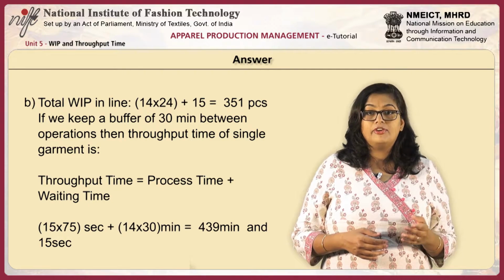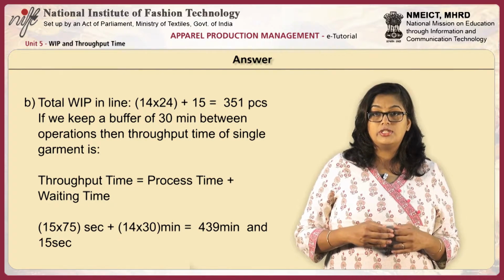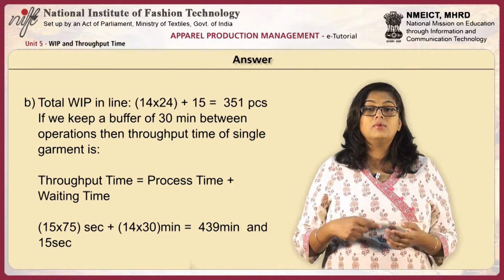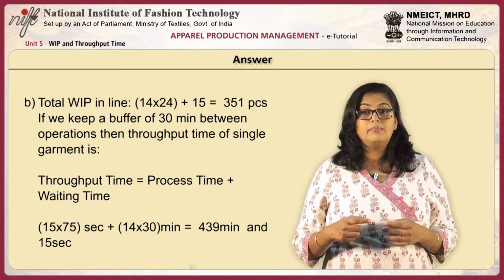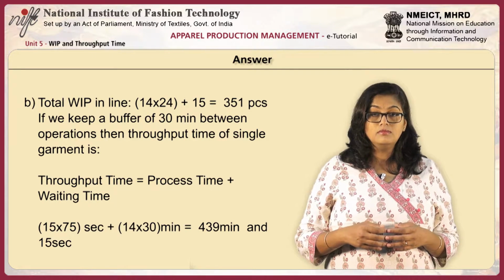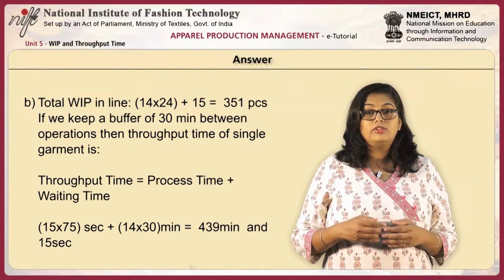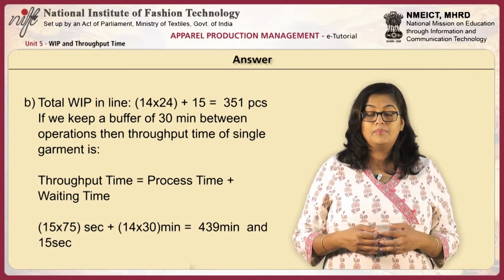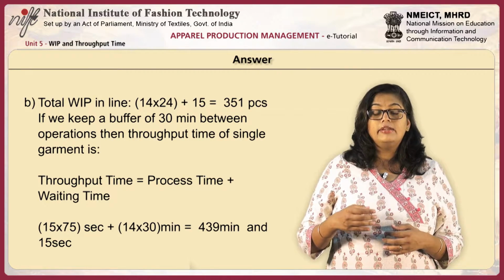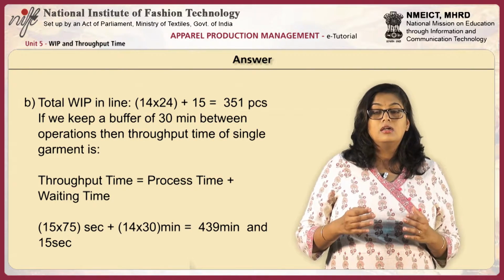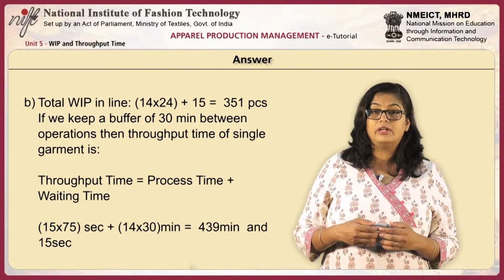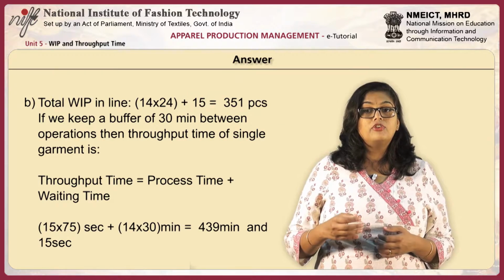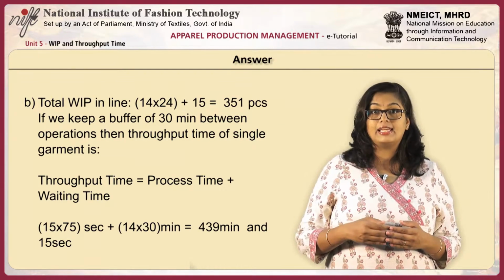If we keep a buffer of 30 minutes in between operations, then throughput time of a single garment is calculated by the following method. 15 into 75 seconds plus 14 into 30, that is based on the buffer, 14 hangers, 30 minutes of buffer. So, the answer would be 439 minutes and 15 seconds.